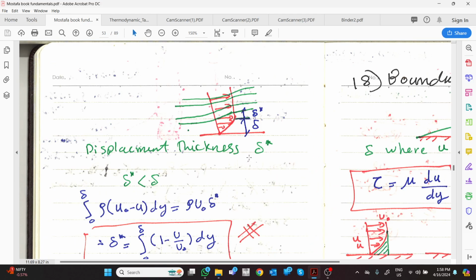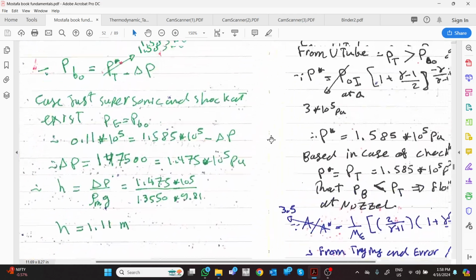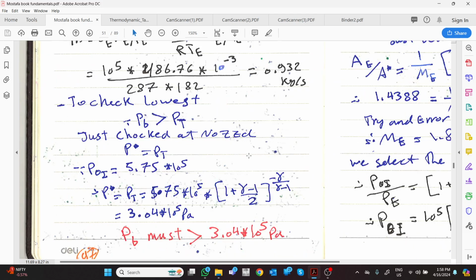Yeah, okay. No, this was the other one. So the back pressure should be just equal or bigger than this number. So if the back pressure is reduced below this number, it will be sonic. Okay?